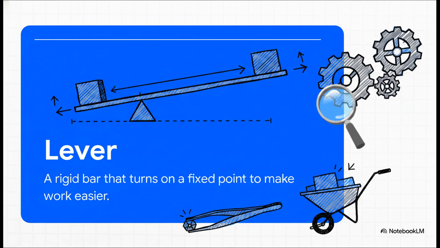Well, a mechanism is simply a set of moving parts that work together to make human tasks easier. They evolved purely to take the heavy lifting off our shoulders. And the lever? That is a remarkably simple mechanism. It's essentially just a rigid bar that pivots, or turns, on a single fixed point. It's elegant, it's efficient, and man, it's everywhere.